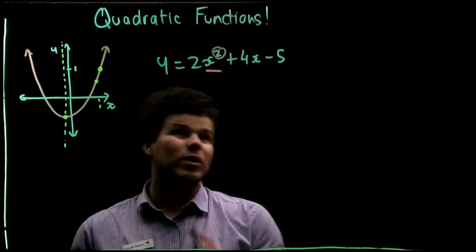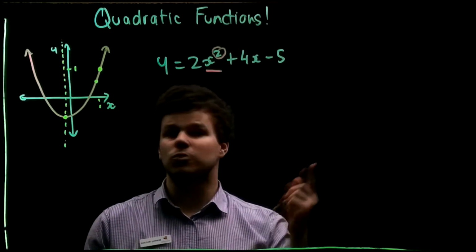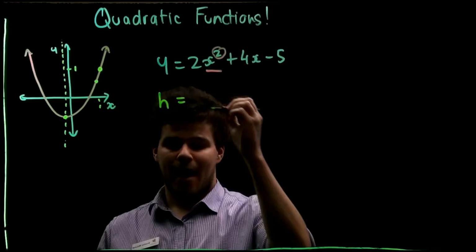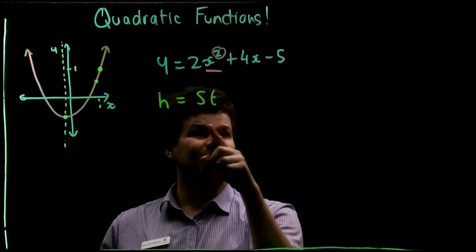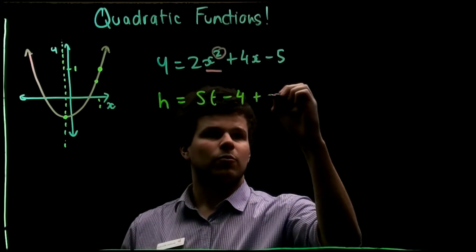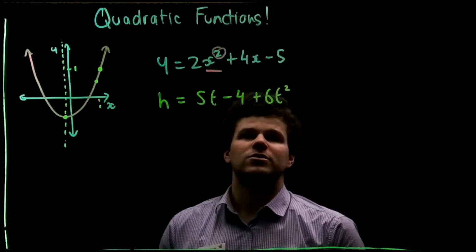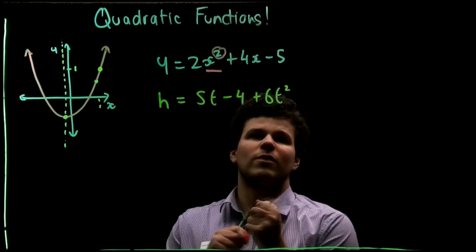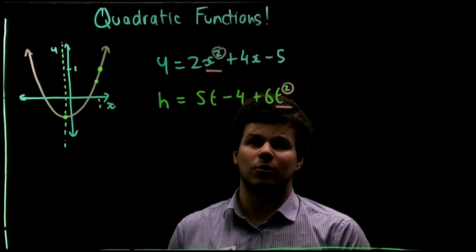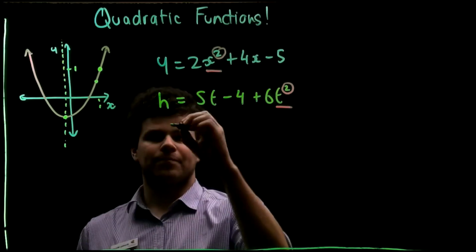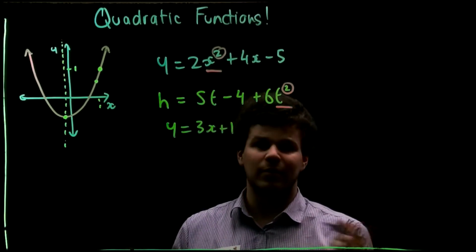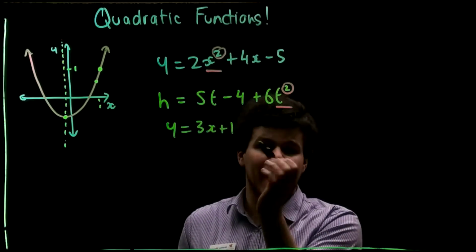Another example. It doesn't always have to be x and y, guys. A common one: if we were talking about that football from earlier, we might say height, and represent it with an h, is equal to something like, we'll use t, it could be time after the ball's been kicked, 5t minus 4, plus 6t squared. So again, this variable here is squared, which gives us a quadratic. Okay, so both of these are quadratic, as opposed to something like y equals 3x plus 1. That's not a quadratic because there's no x that is squared.